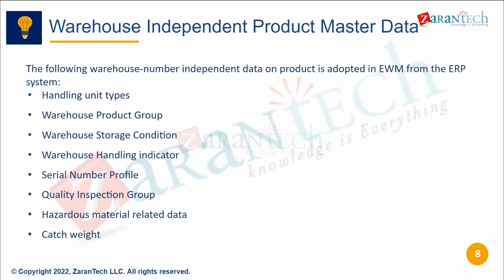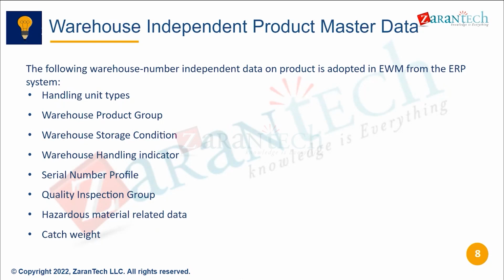These settings you can see: the handling unit types, warehouse product group, warehouse staging storage conditions, warehouse handling indicators, serial number profiling, and quality inspection group. Then the hazardous related settings, and the catch weight management level settings. If you need to handle the product in such a way that it will be controlled with the serial number profiles or quality, the quality of this product has to be done.